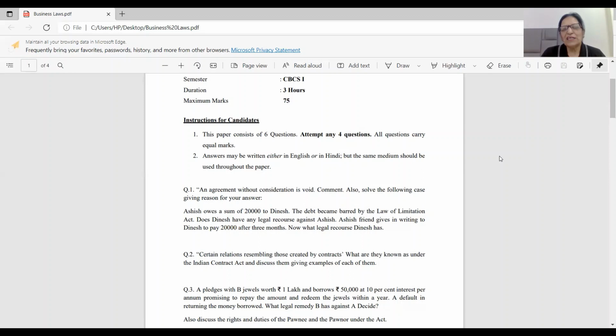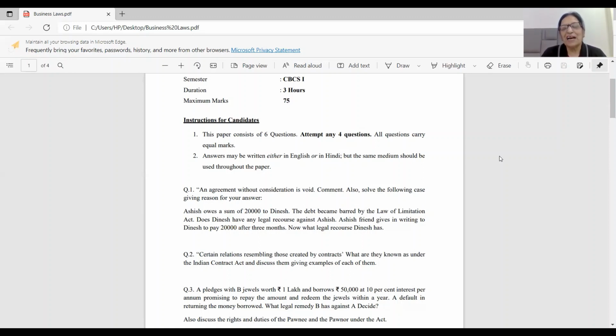Okay, so Ashish friend gives in writing to Dinesh to pay 20,000 after 3 months. Now here, friends, one of the requirements is that if the debt has become time barring debt, but the promisor has given the promise in writing to pay part of the amount or whole of the amount, then even if there is no consideration moving from the other party's side, still this agreement will be enforceable.